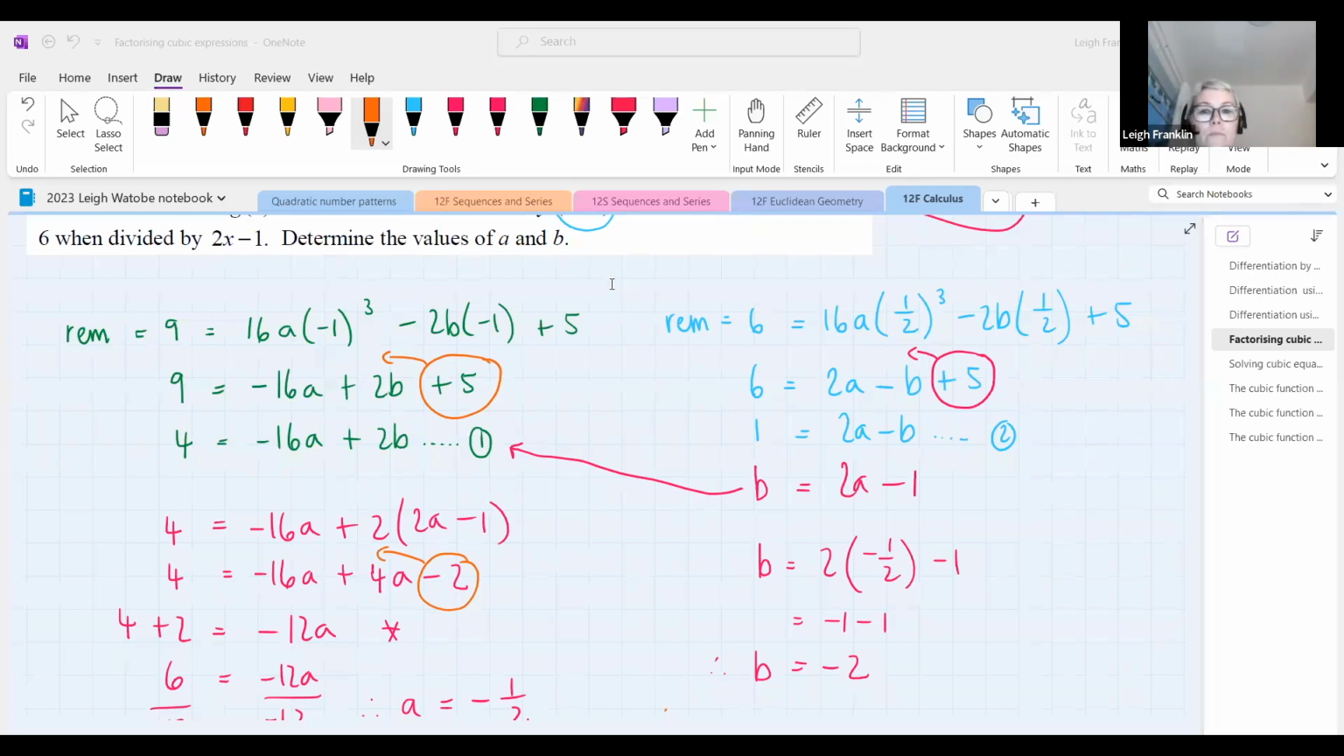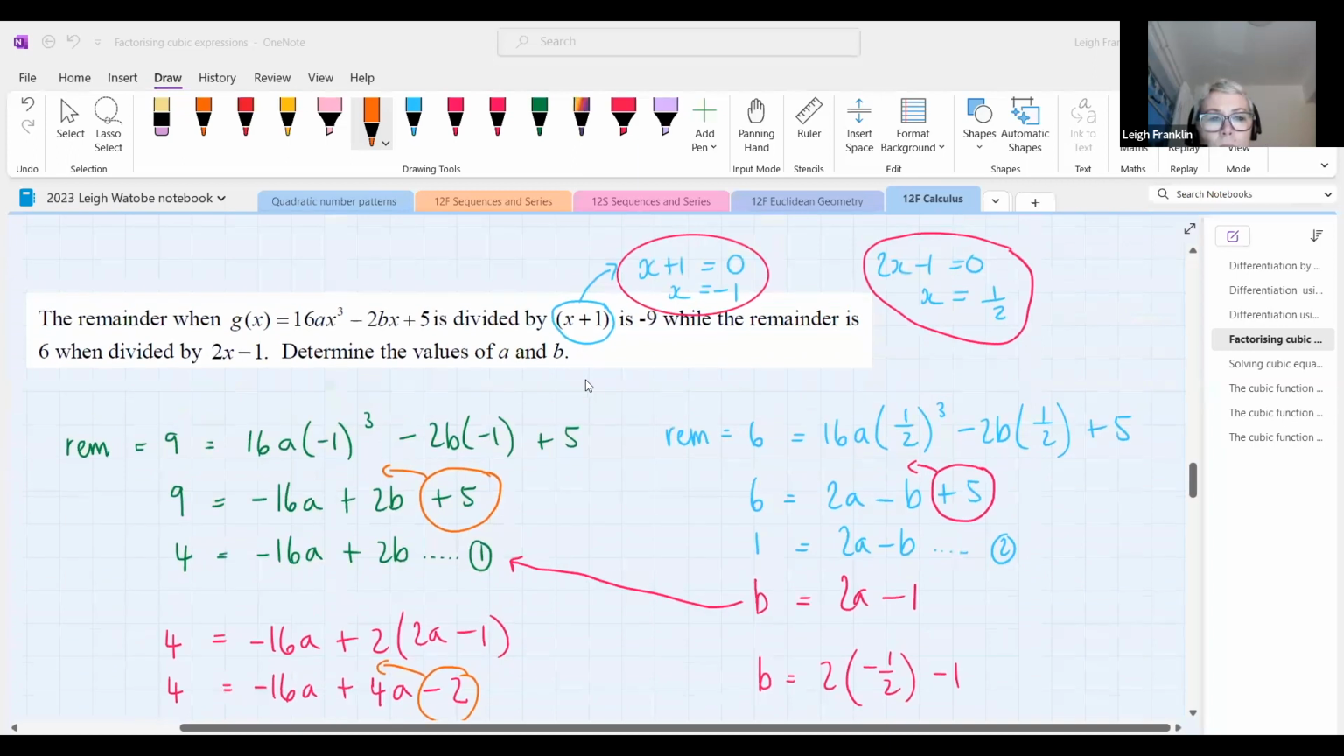After you got the values of half and -1, do we sub the answers into the equation and do it one by one? Exactly. So what I've done is I've got -9.